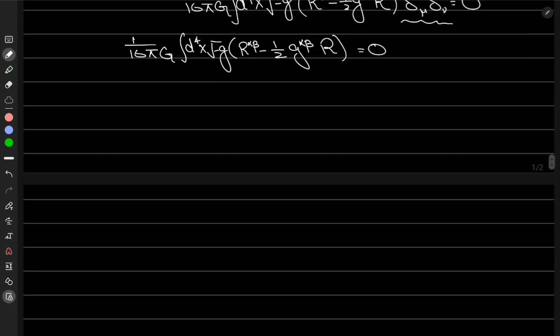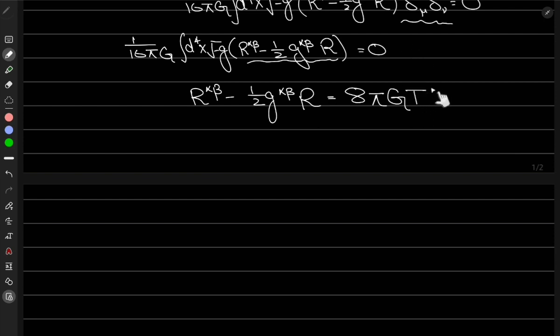One thing I can do is multiply this whole equation by 16 pi G, or just say that we take the 16 pi G to the other side, since the right-hand side of the equation is 0. What we would be left with is this thing over here that is inside this thing, and this would be R alpha beta minus 1 by 2 g alpha beta R is equal to 8 pi G, and we get something that we call T alpha beta.